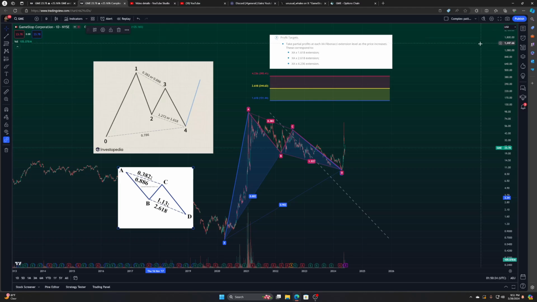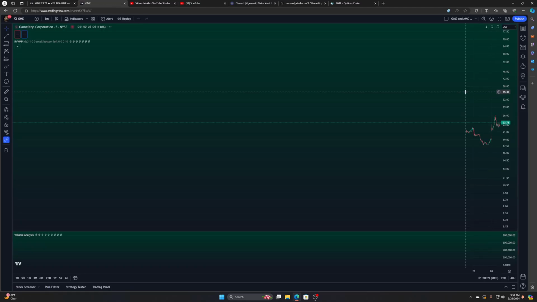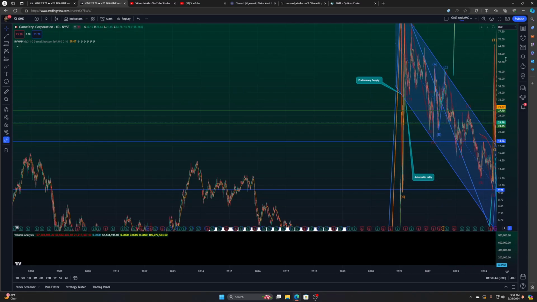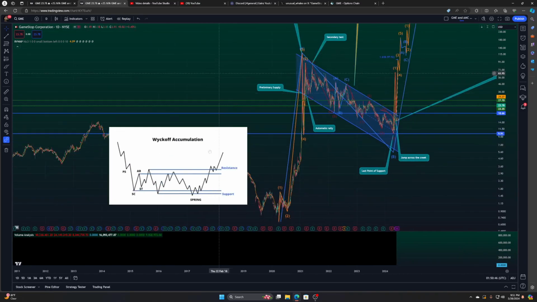So that's our harmonics. This is our profit target area with the bullish Gartley and the bullish extended diamond pattern. If we go back to our GME chart here on the daily, I'll just go over this again for any new viewers.